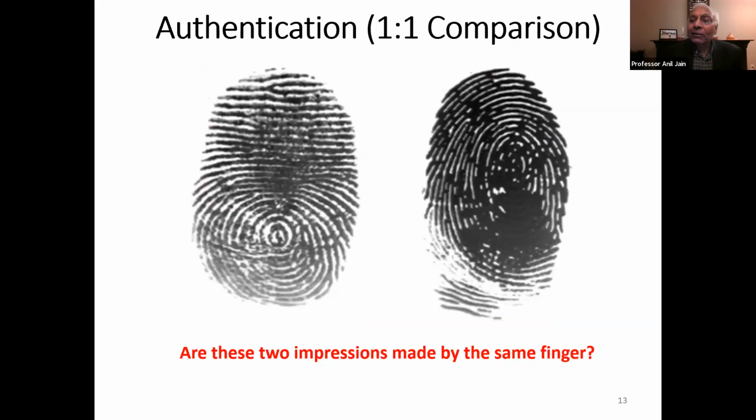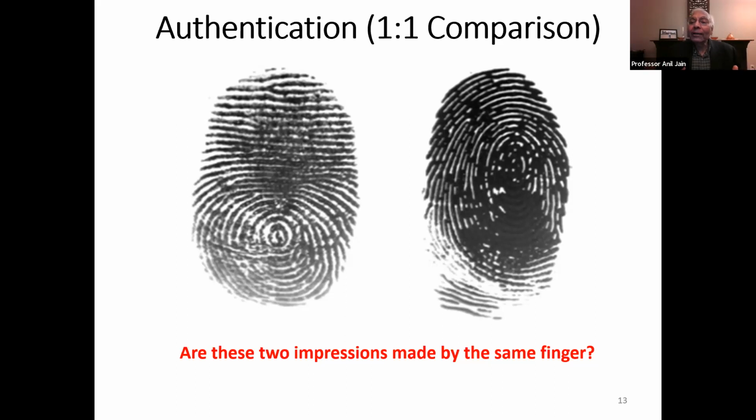So now I want to talk about two scenarios for fingerprint recognition. One is called authentication, one-to-one comparison. I provide my fingerprint and I claim I'm Anil Jain. The system will search the database for Anil Jain's fingerprint, which is already enrolled, and then answer the question, are these two impressions made by Anil Jain? So this is where the authentication takes place.